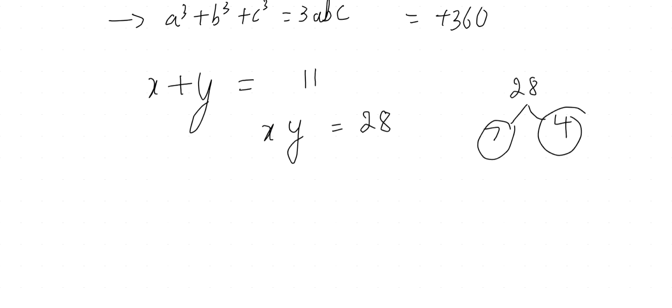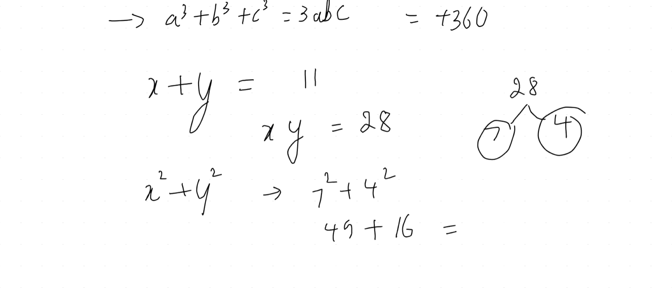So a typical question can be: find, let's say, x square plus y square. They're not even asking what x and y are. So you can say 7 square plus 4 square. Let's say 49, 4 4s are 16, which will be 65. Okay. So this is an example.